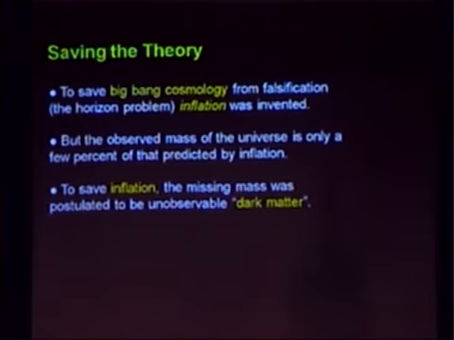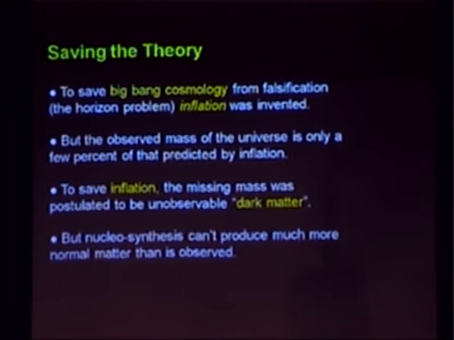The trouble with inflation is that it predicts that the mass of the universe has to be a particular amount, and the actual mass of the universe that we see is just a few percent of that. So inflation seems to disprove Big Bang cosmology, but you can save inflation by postulating that most of the mass that's there, it is there, it's just that we can't see it. So this is dark matter.